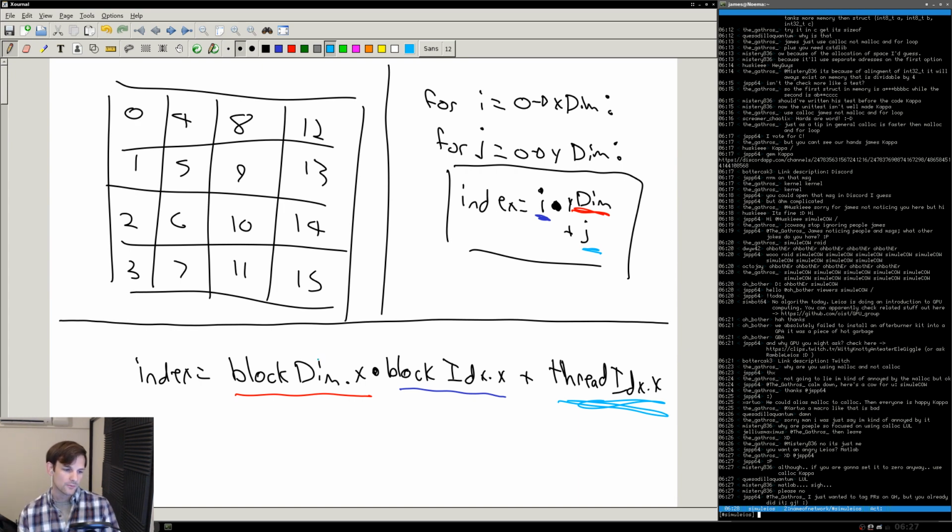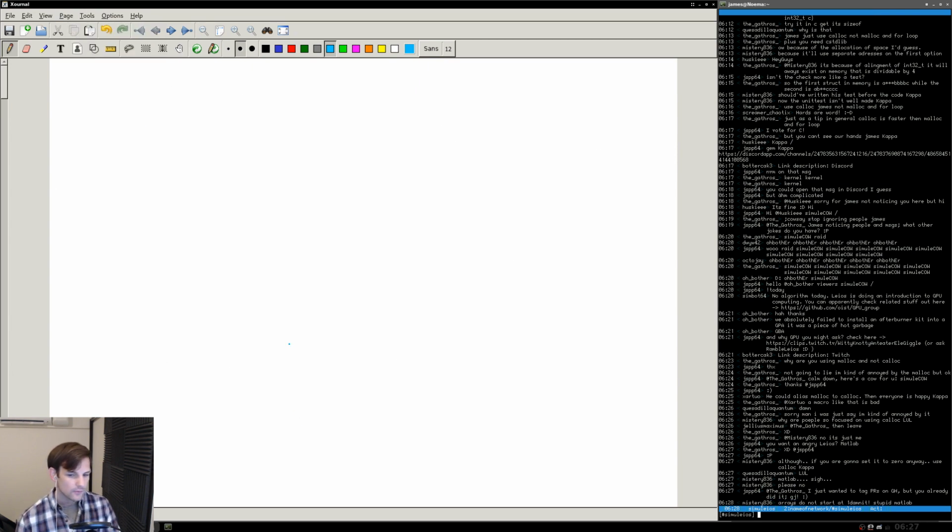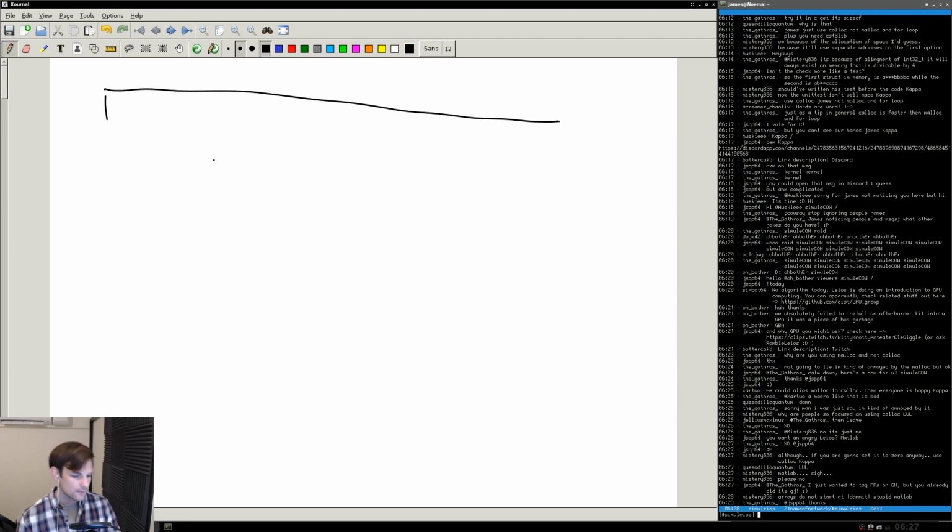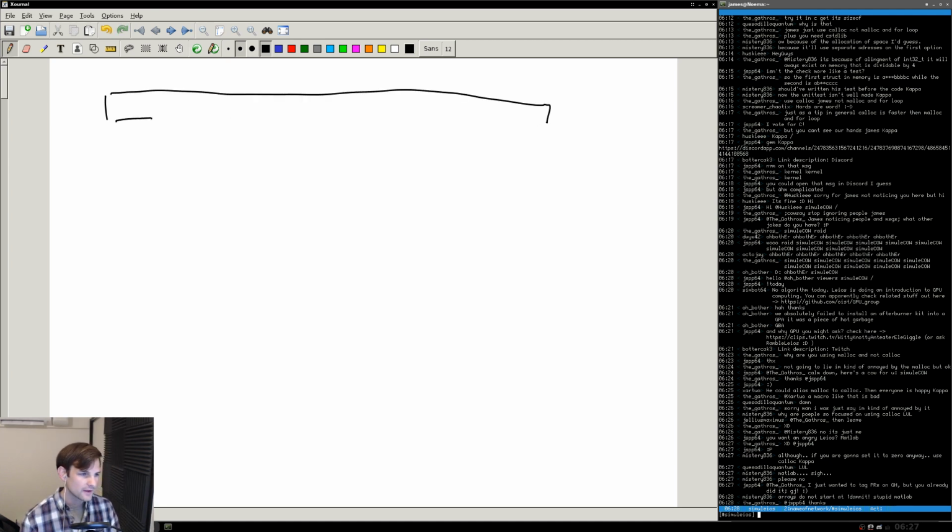Okay, so now let's talk about what these actually mean in the sense that we're working with here. Rather than doing a 2D array, we're just working with a 1D array. So the idea would be, let's say we have 1,000 individual components of this. We'll say this is 1,024 long.